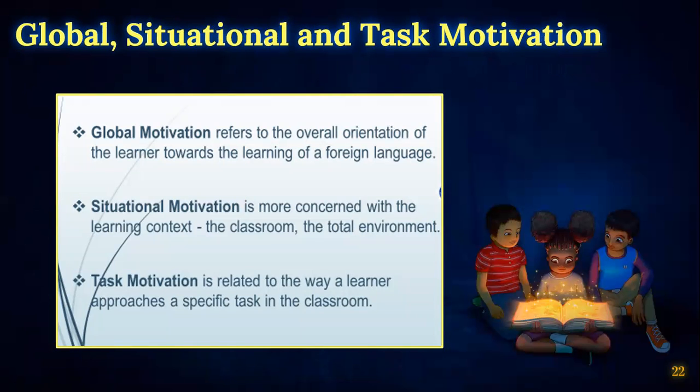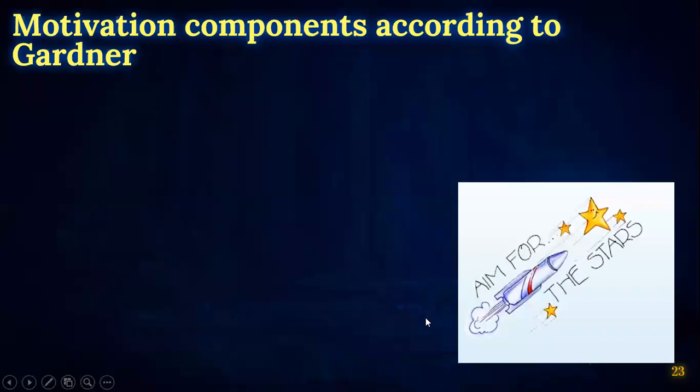We saw the global motivation, situational motivation, and task motivation. Global motivation refers to the overall orientation of the learner towards the learning of a foreign language. Situational motivation is more concerned with the learning context, the classroom, the total environment. And the task motivation is related to the way a learner approaches a specific task in the classroom.